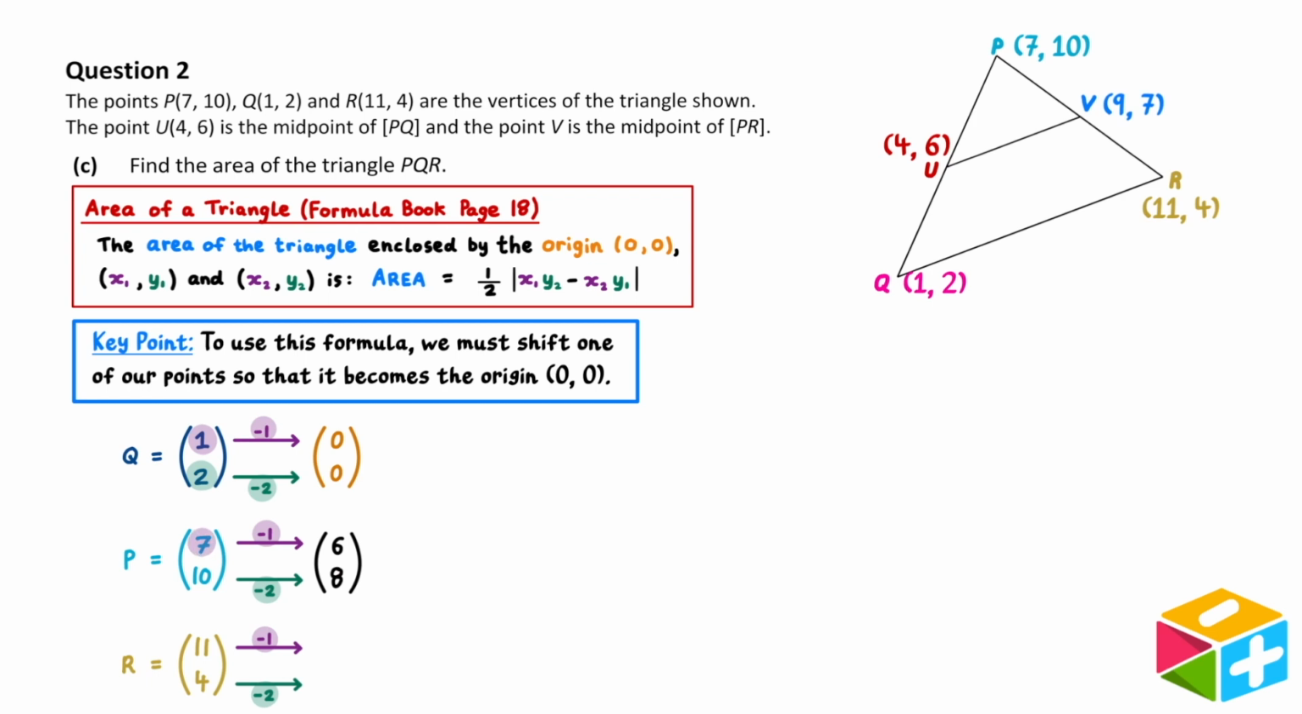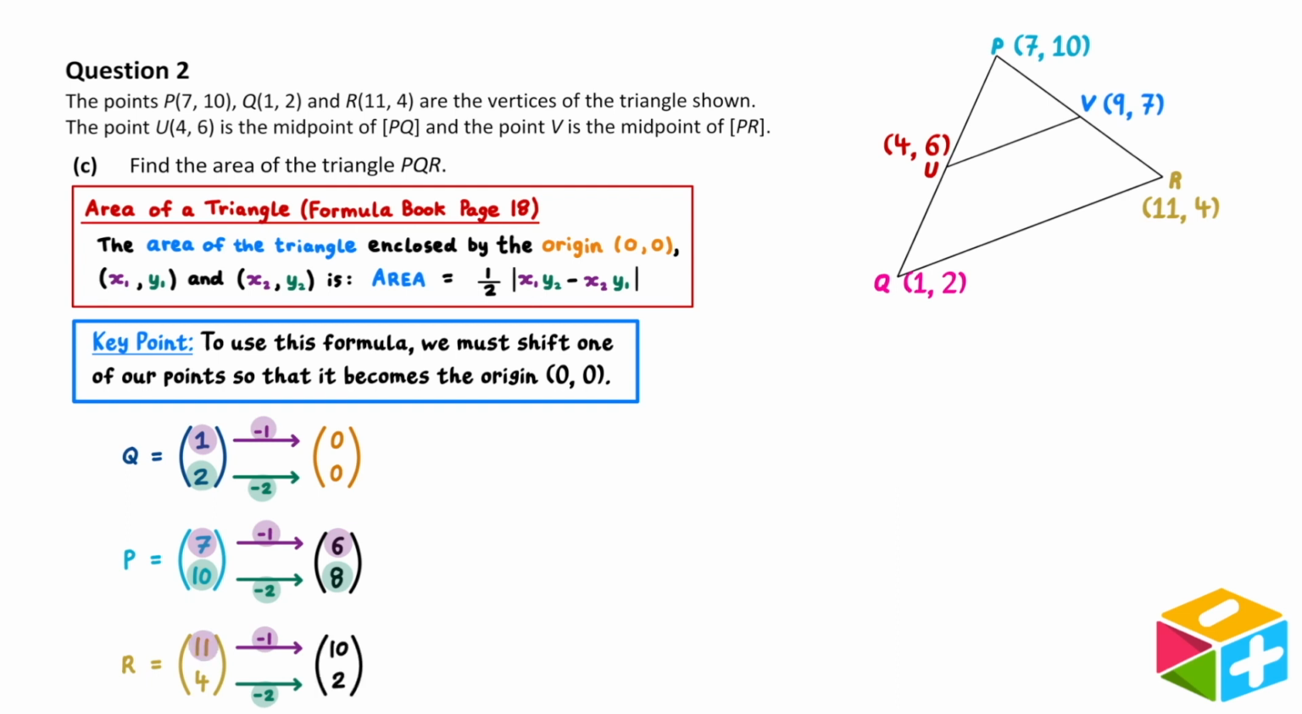P has an x-coordinate of 7, so subtracting 1 would give us 6. It has a y-coordinate of 10, and subtracting 2 will give us 8. So after we translate P, we get 6, 8.